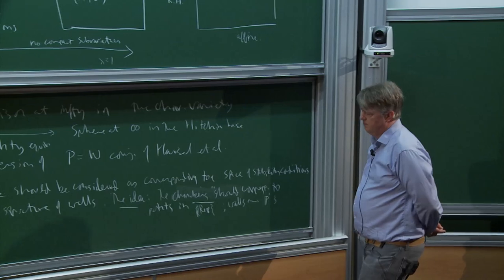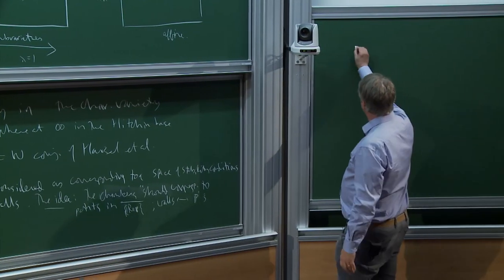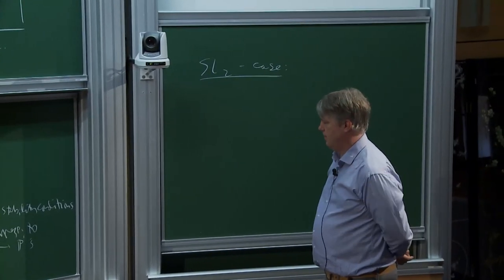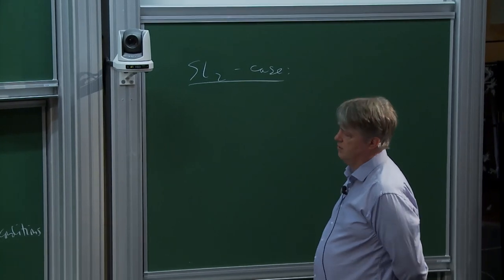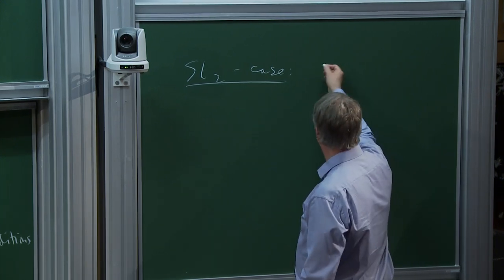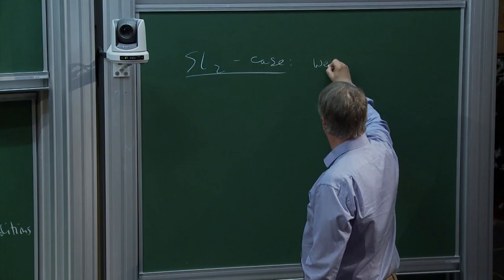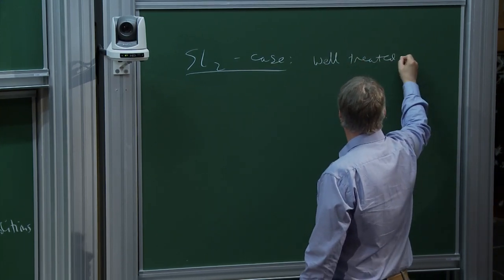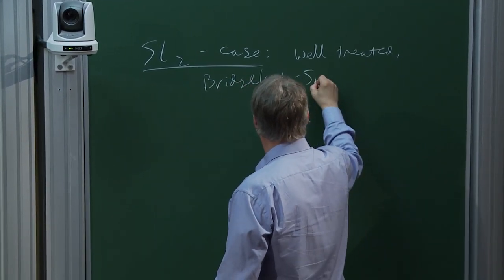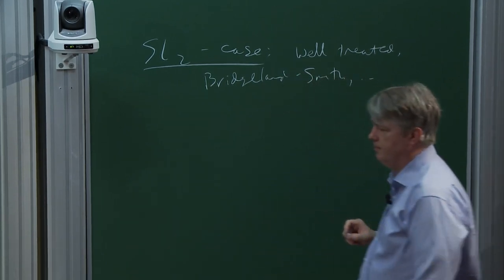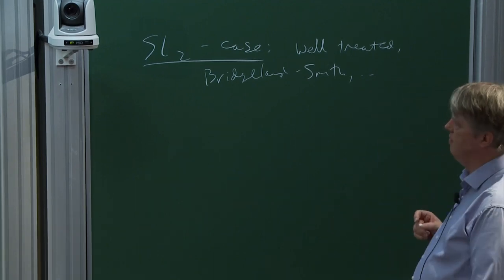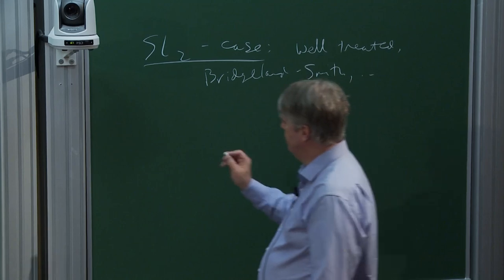Now the SL2 case, the case of character varieties with SL2 coefficients, has been treated by a number of people in lots of different ways. So let's say well treated, among other things, by Bridgeland Smith. And this is kind of the start of our discussions that we had in Vienna.